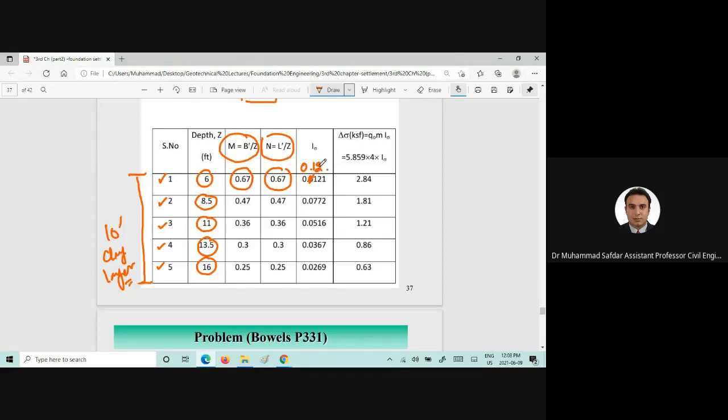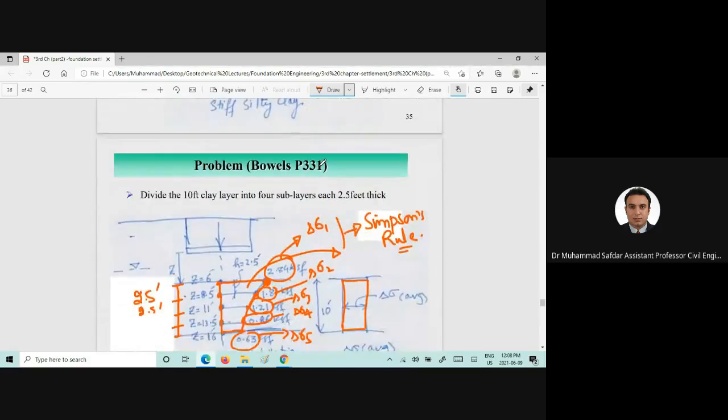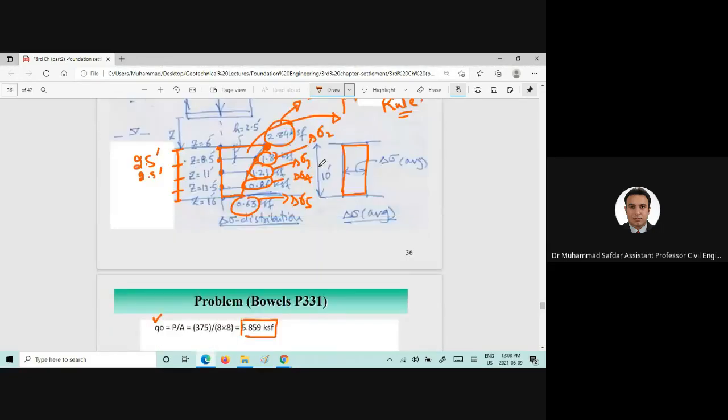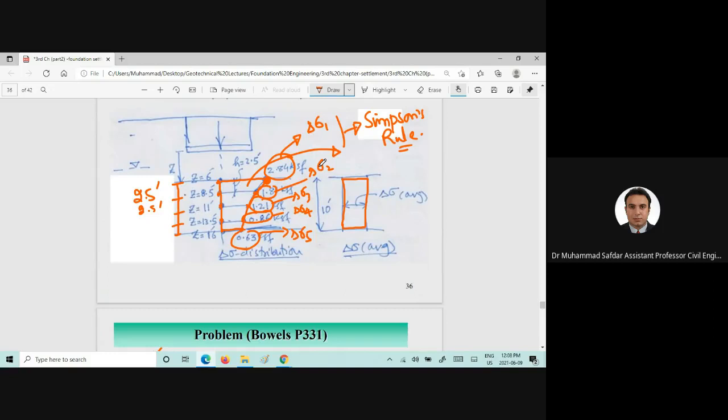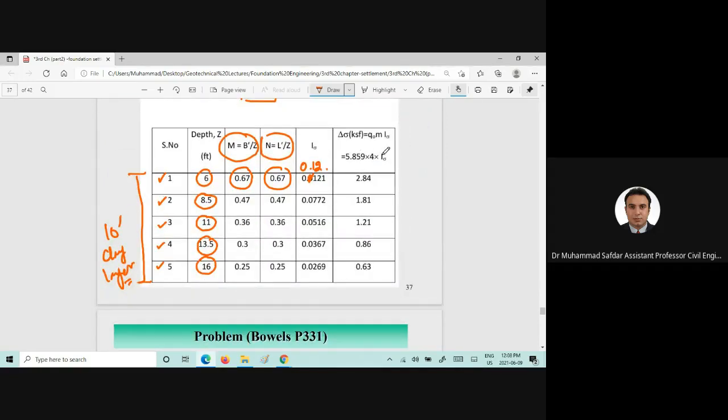and it's a rectangular footing, and just beneath the foundation, we can assume m is equal to 4. Yeah, m is equal to 4 here. Q naught is given, and once you find out the I sigma from that figure, you can easily find out the delta sigma.